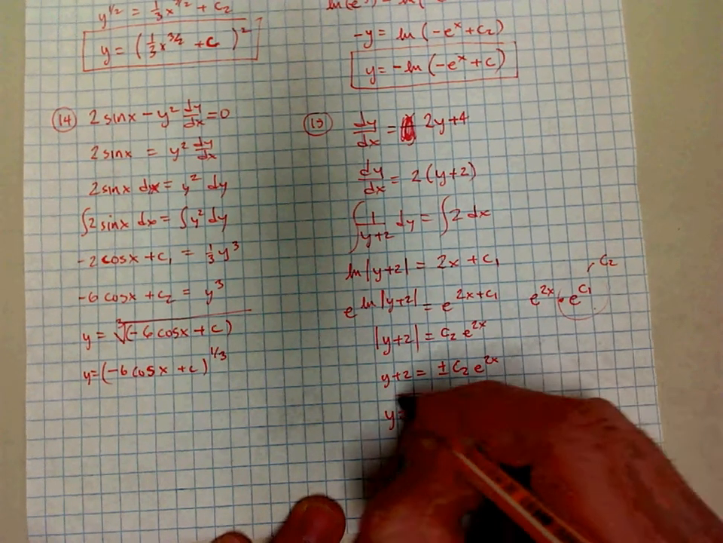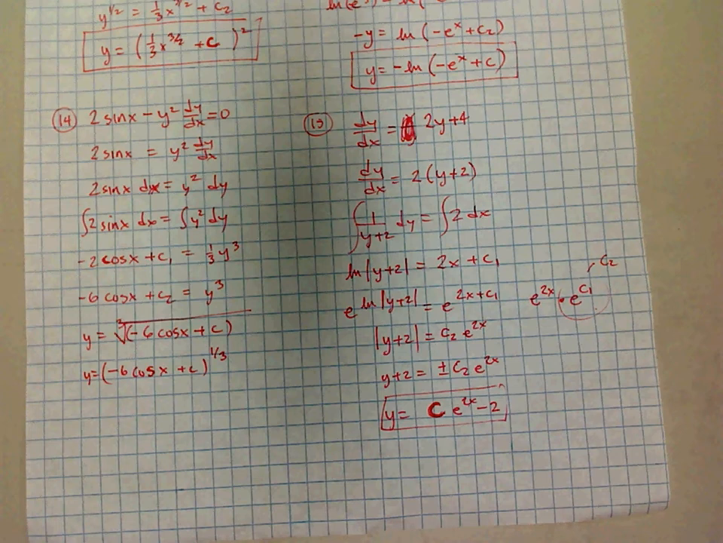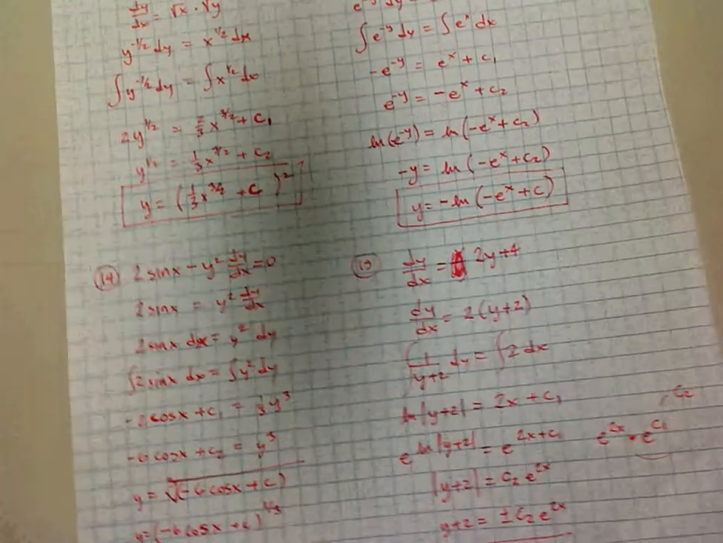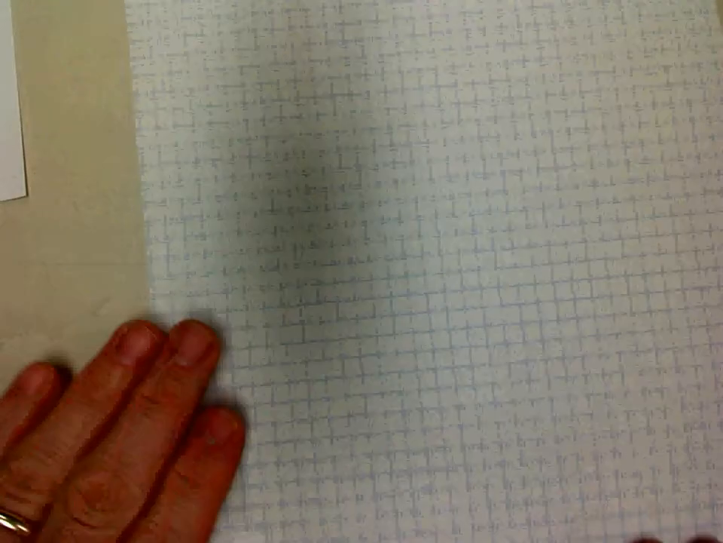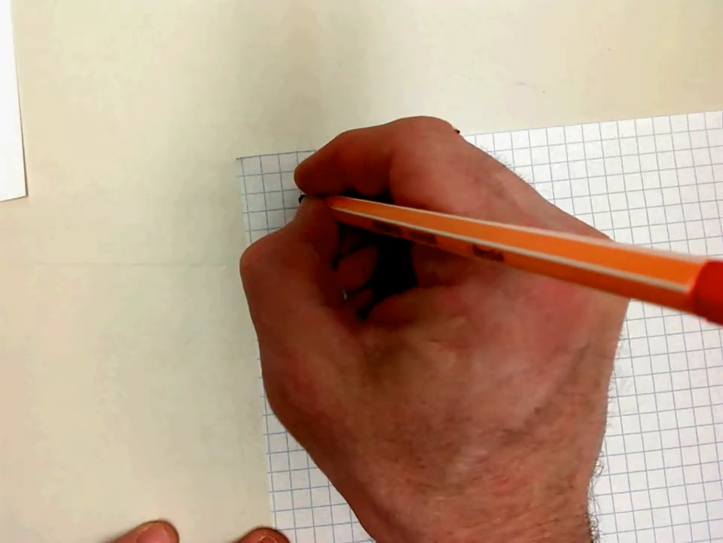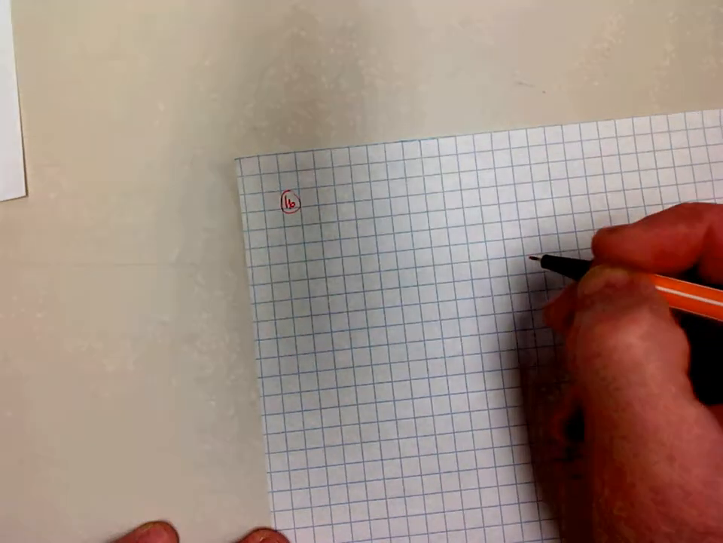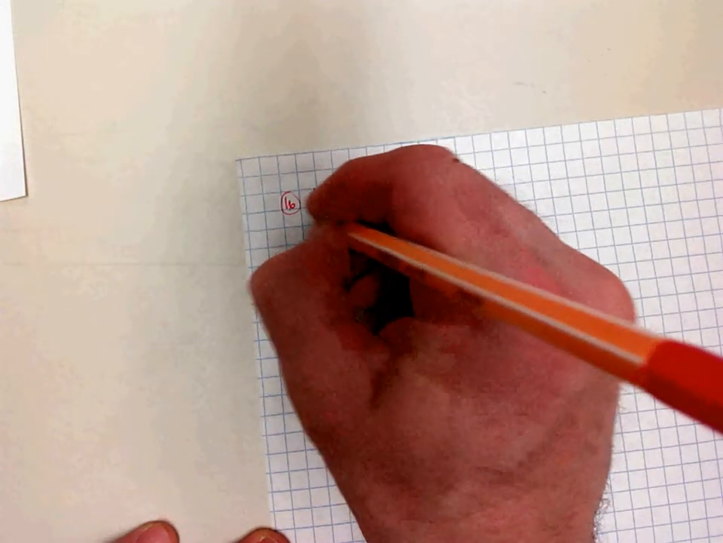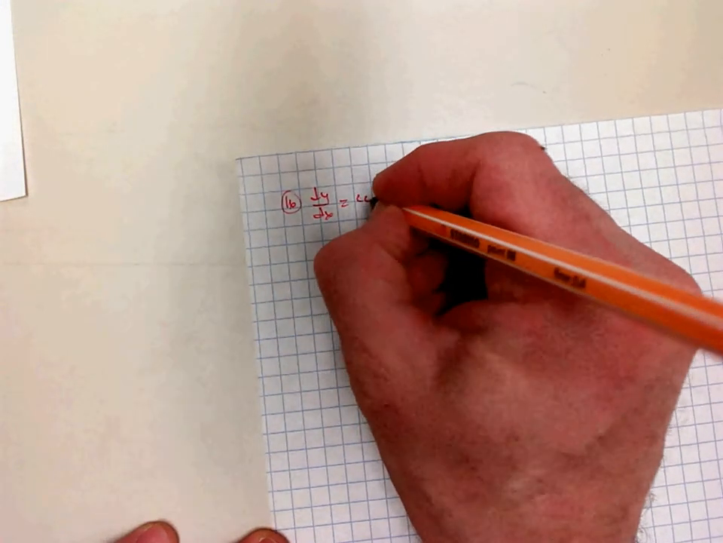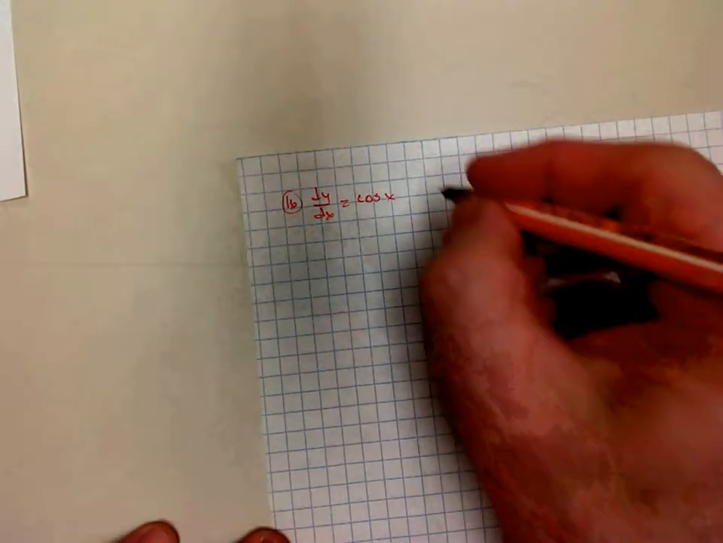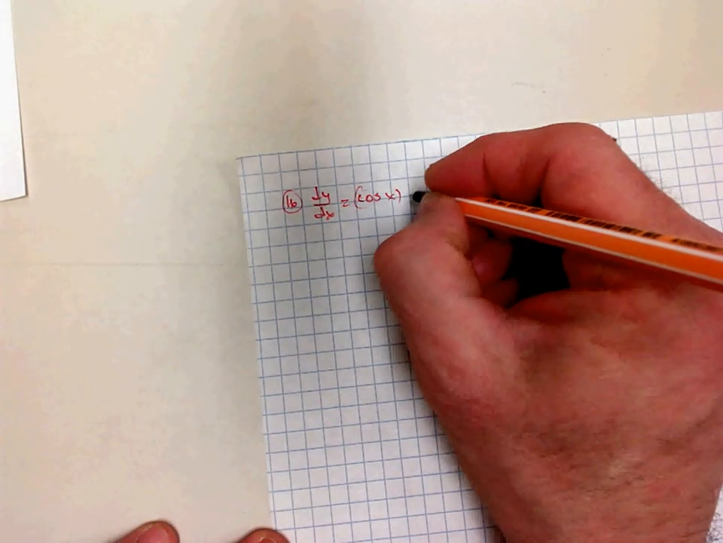Okay? Let's take a look at our next problem. Next problem says not just solve this, but solve it given our initial conditions. Each one of these has a differential equation and initial conditions. So let's start with number 16, which says dy dx equals the cosine of x times e to the sine of x.